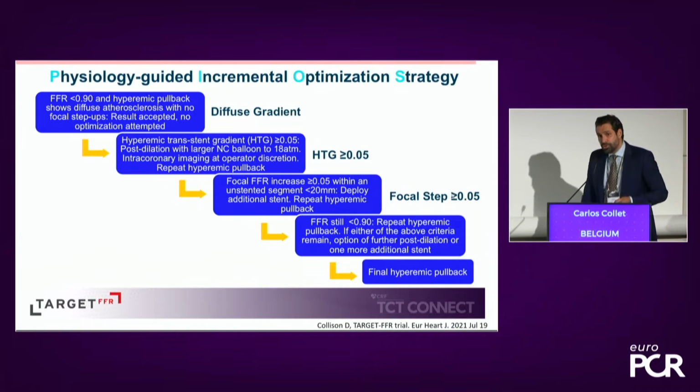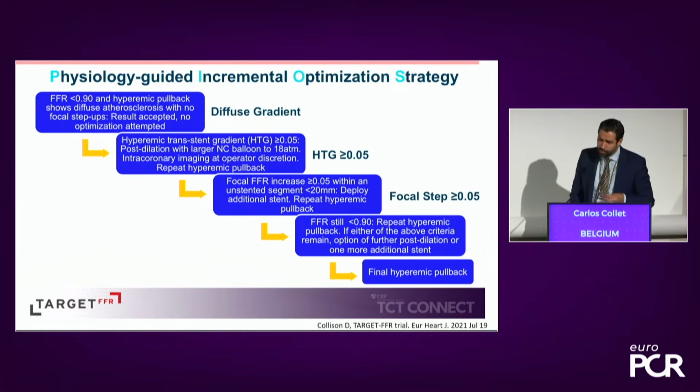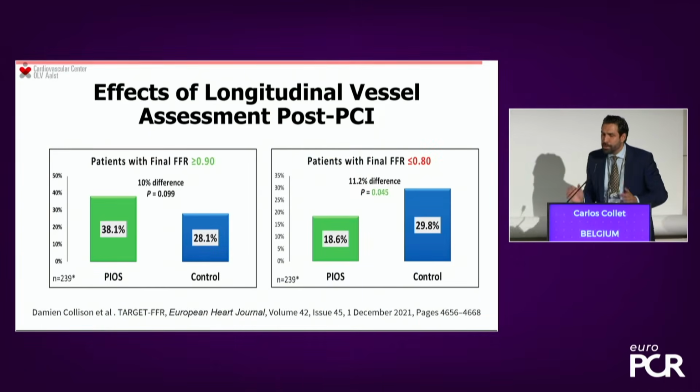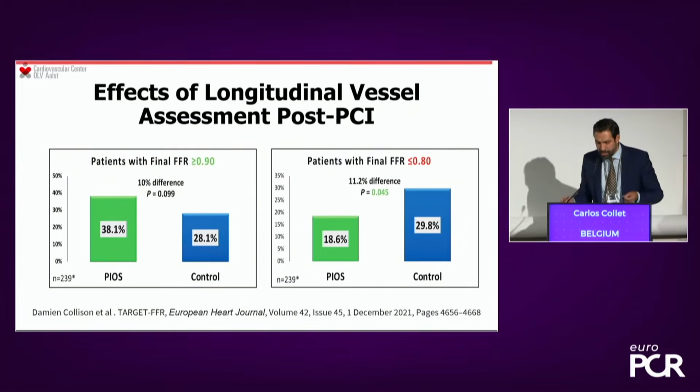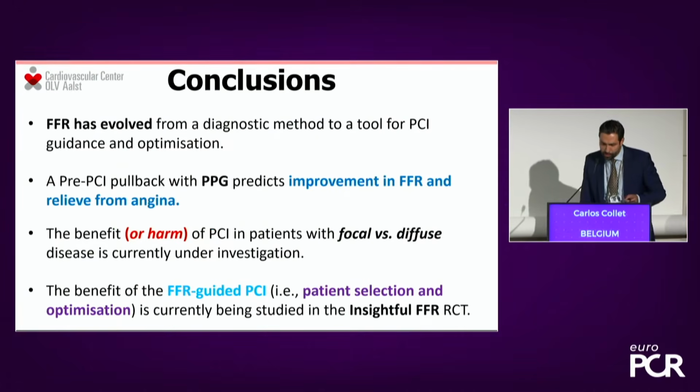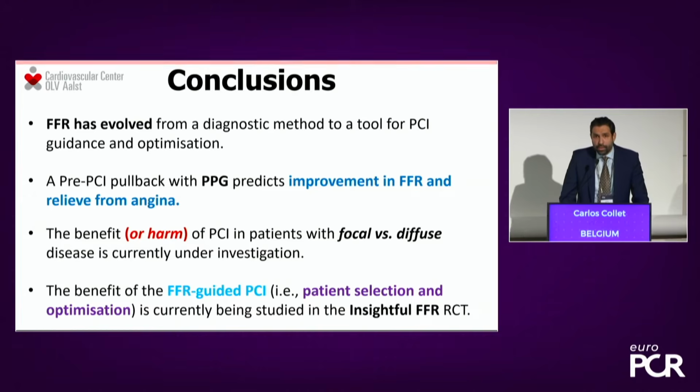This was partially addressed by TARGET FFR. I will not go into the details of the study, but I'm going to show you the primary endpoint. The primary endpoint demonstrated that systematically using post-PCI FFR pullbacks translates into a significantly higher proportion of patients achieving a post-PCI FFR above 0.8. Thus, we can conclude that FFR has evolved from a diagnostic method to a tool that helps guide or refine decision-making and optimize PCI.